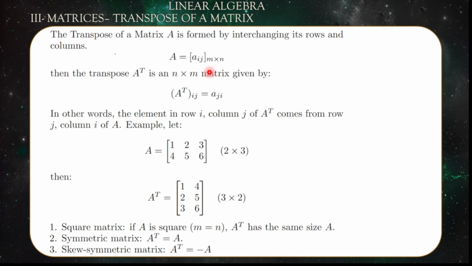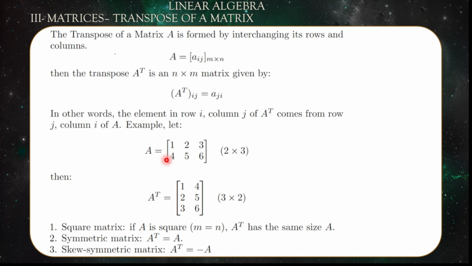So the element that used to be on the first row, second column has become seated at the second row, first column. To put it in a more simplistic way, in other words, the element in row i, column j of A becomes seated at column i and row j. So we flipped i and j. We exchanged the columns and the lines.